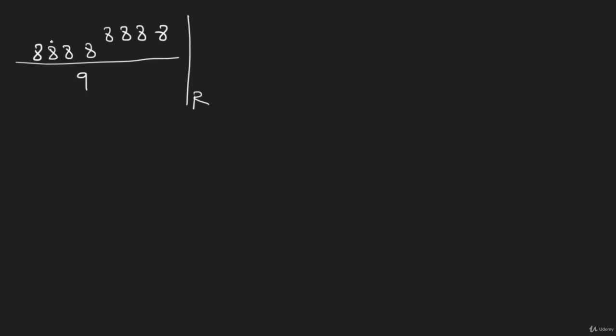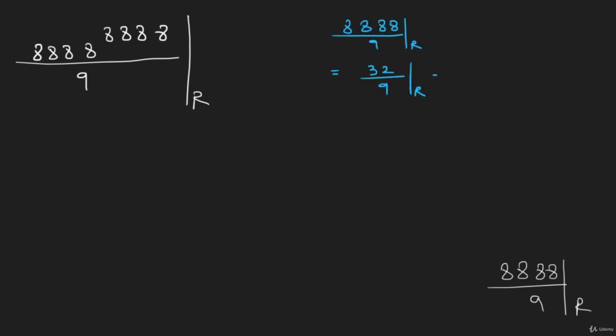Alright, so we have 8888 to the power 8888, and we have to divide it by 9 and find the remainder. Now let's first find the remainder when you divide 8888 with 9. If we want to find out this, all we have to do is find the digit sum. That's 8 into 4, which is 32. 32 by 9 will give you a remainder of 5.